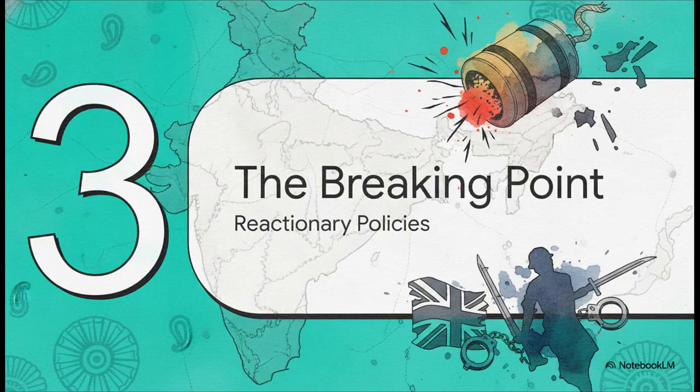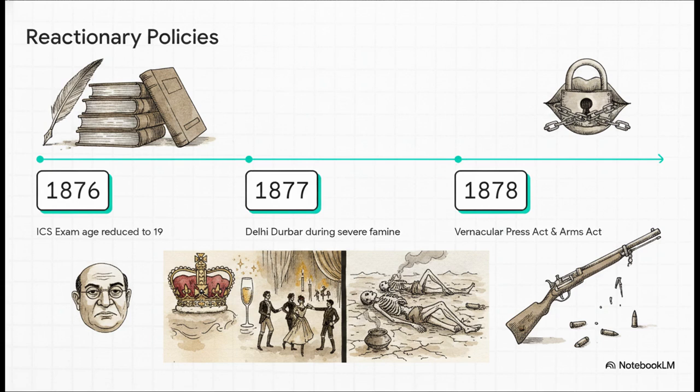All right, moving into Section 3, the breaking point. This is where we look at some incredibly reactionary policies. So, the powder keg is built, and now here come the sparks. In rapid succession, Viceroy Lytton introduced a series of policies just dripping with racial arrogance. In 1876, the maximum age for the Indian civil service exam was drastically reduced to just 19 years old. 19! This made it nearly impossible for Indians to compete for any administrative roles.